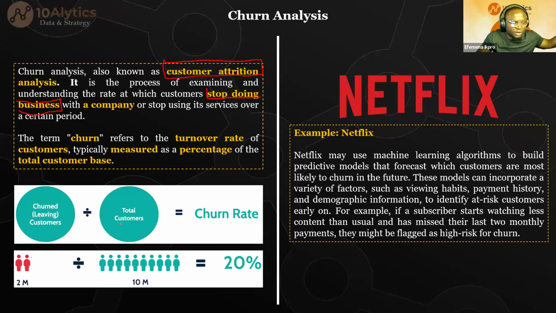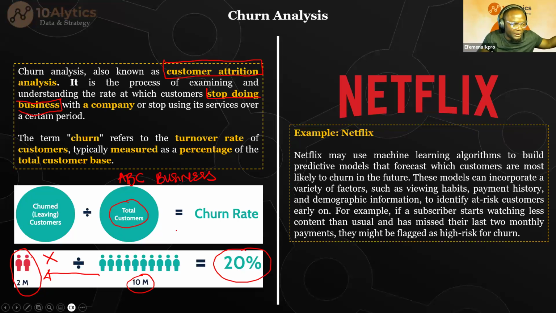So you have total customers. Total customers is 10 million. This business, let's say ABC business, has 10 million customers. But out of these 10 million customers, in the last couple of weeks, 2 million customers have left. It means there's a churn rate of 20%. 20% of their customers have left them behind.